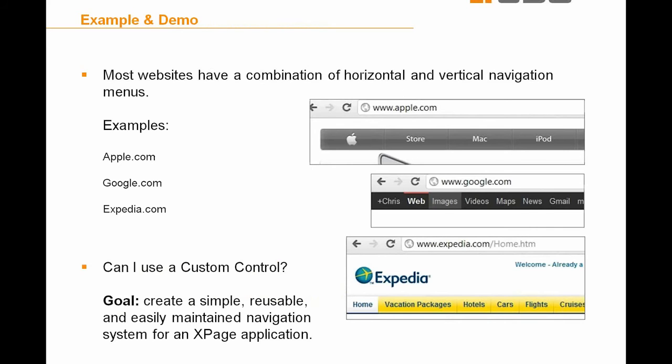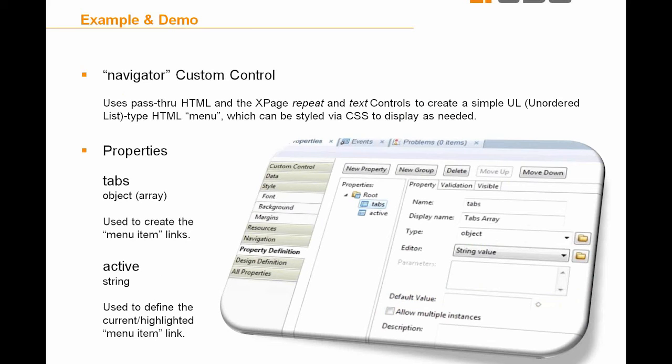So let's get on with the example and demo. We've seen tons of websites that have horizontal and vertical navigators. These simple menus, you can find them. I have examples here: Apple, Google, and Expedia.com. So how can I use a custom control? The goal for this example and demo is to create a simple, reusable, and easily maintainable navigation system for an XPage application.